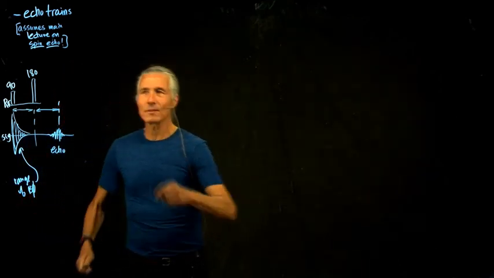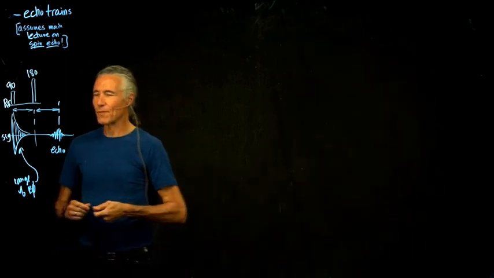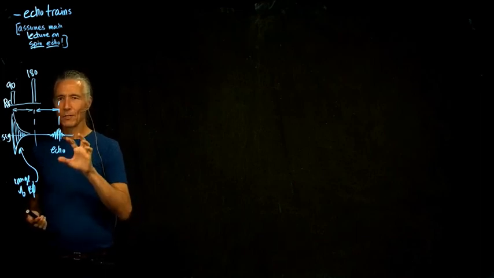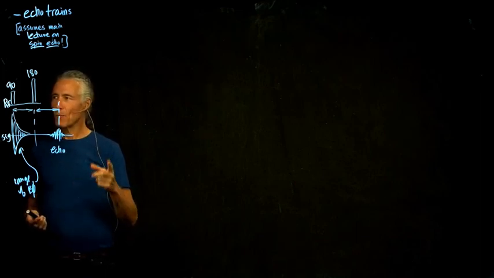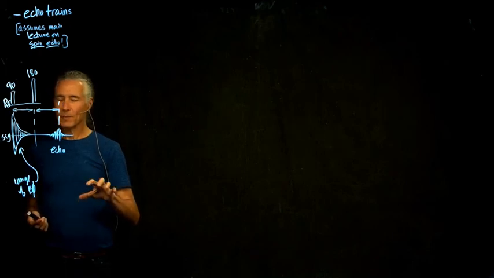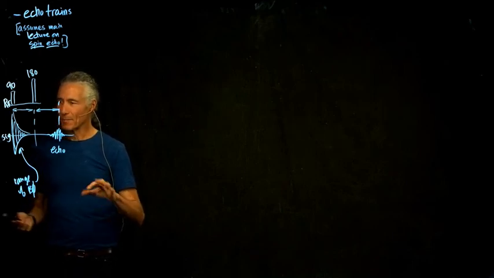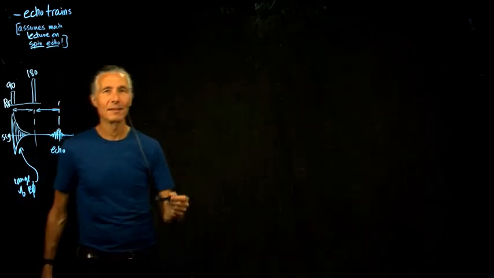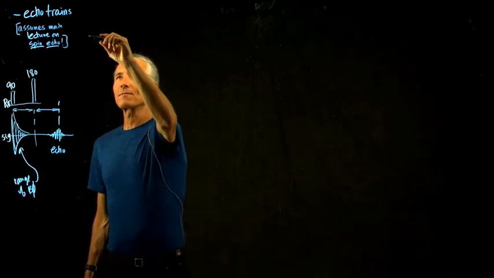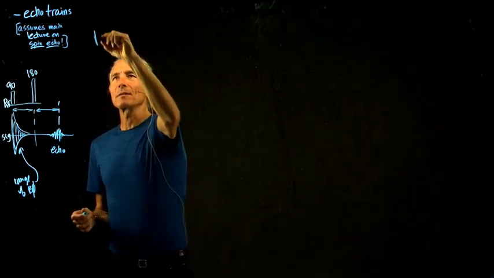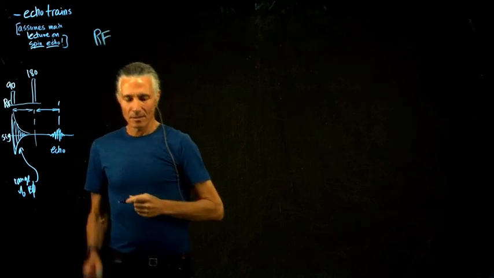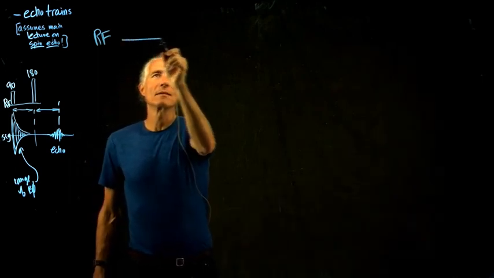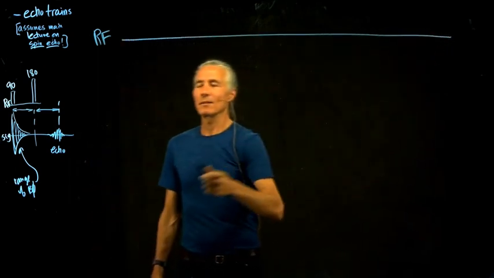So let's go over the 4 different kinds of echoes that you get from 3 pulses. 2 pulses will always give you 1 echo. 3 pulses will always give you 4 echoes. Some of them might be on top of each other, but I'll draw them so that they're not on top of each other. The first thing is the actual input, the RF input.